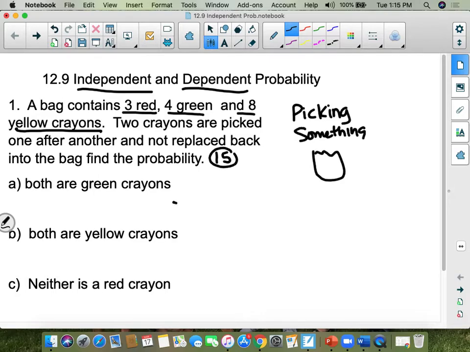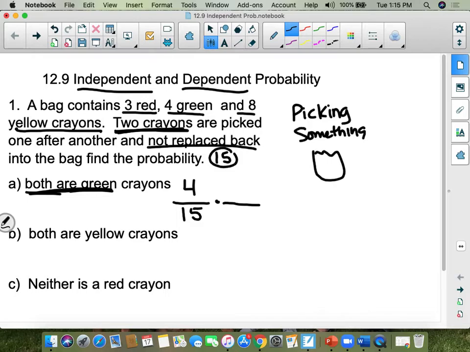So remember when we did probability, you only had 1 fraction bar? Since we are picking 2 crayons, you need to have 2 fraction bars. Because when we did probability, we only picked 1 thing. Now we're picking 2 things. So if we pick 2 green, well, we started off with 4 green out of 15.